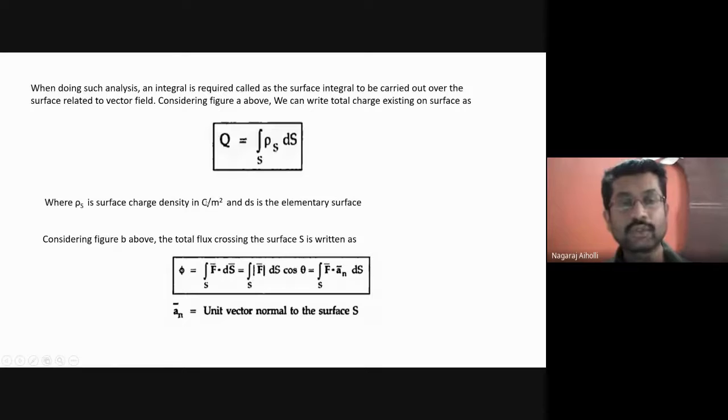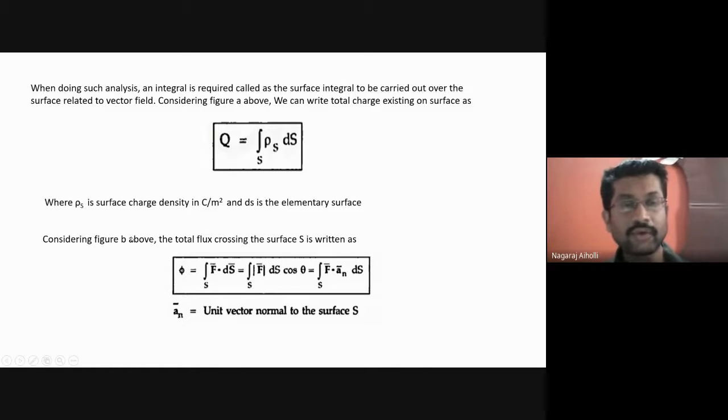The charge unit is coulomb. Area is meter square. So coulomb per meter square. If I substitute here rho s as Q divided by ds, where ds is the area, or Q by S, then ds and ds will cancel, and LHS is again equal to RHS. Correct? This is how I get the value of the total charge existing on the surface.